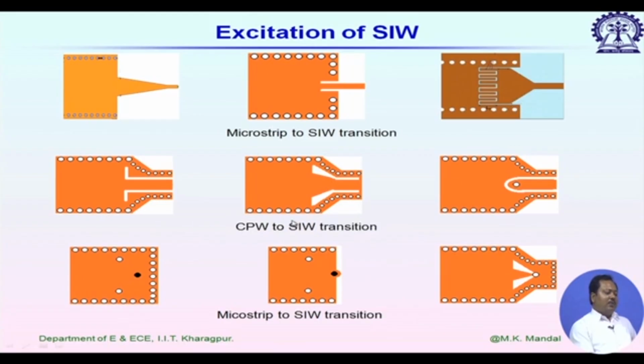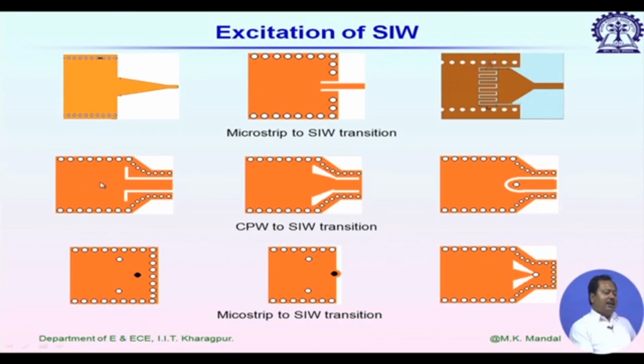Next, CPW to SIW transition. So, in all these examples, you can see we are not using conventional CPW. Usually we avoid it at millimeter wave frequencies, because a simple CPW line sits on a dielectric substrate and will excite surface wave mode. So, rather we prefer boxed CPW or ground backed CPW line. So, on the right hand side you can see the vias of the ground backed CPW line, and on the left hand side we have the SIW structure.